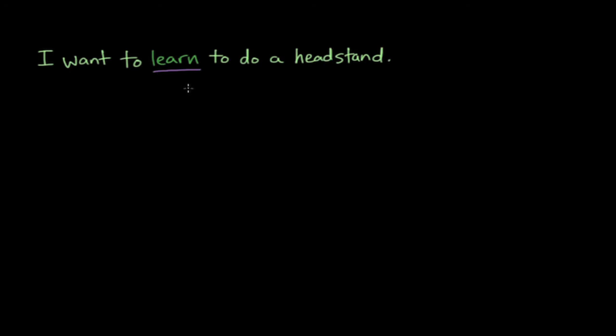Oftentimes when we think about learning, we think of things like learning facts. For instance, if I were to tell you to learn that the capital of Ohio is Columbus, if you didn't know that, you might learn it by writing it down over and over and saying, okay, Columbus, Ohio, Columbus, Ohio. Or maybe you'll make a flashcard with Ohio on one side and Columbus on the other. That's the type of learning where you're learning facts.